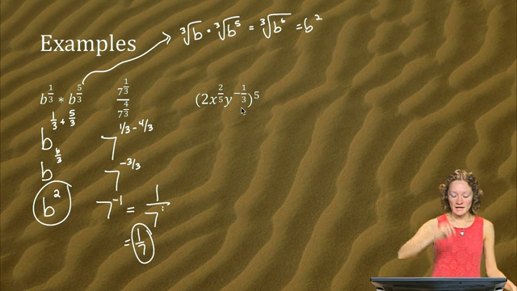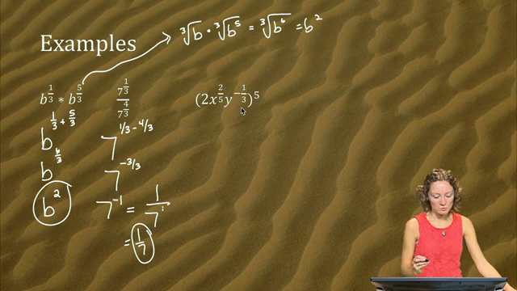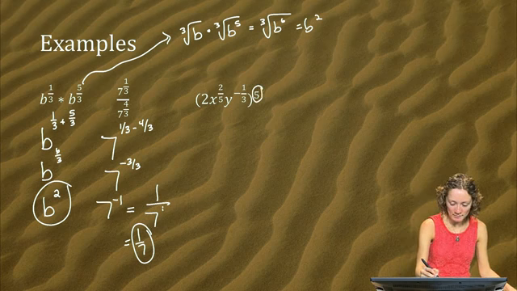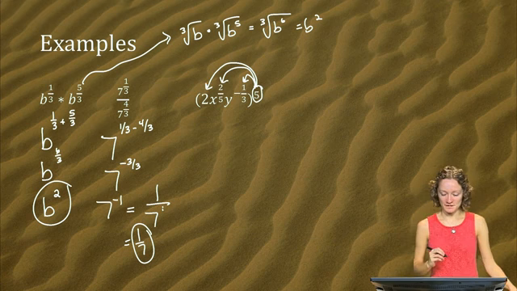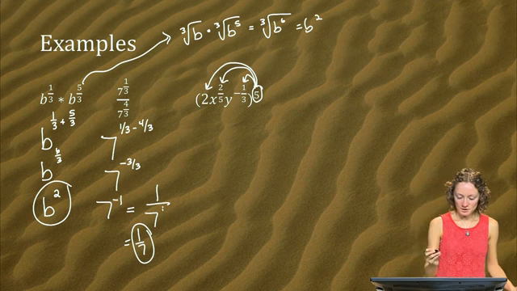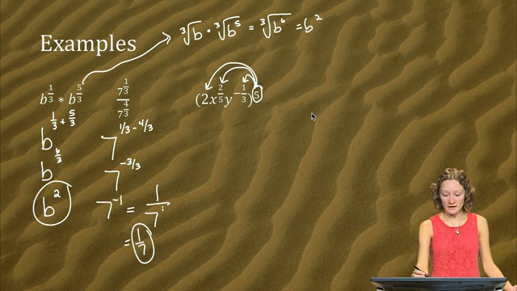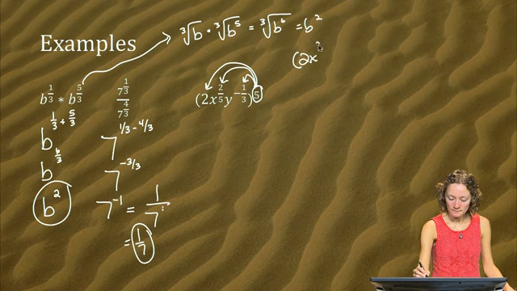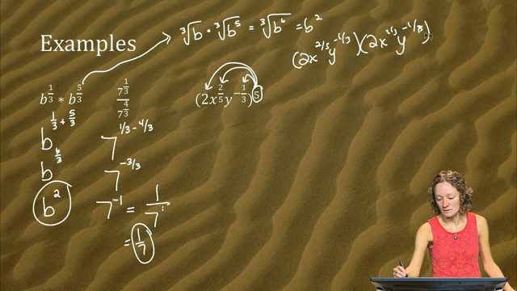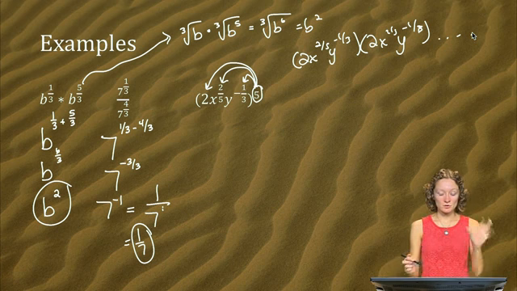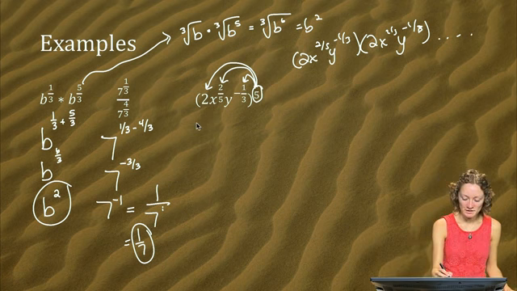Okay, and then the last one. The last one uses the rule of an exponent being applied to every base in the parentheses. So you could either write this out 5 times, 2x to the 2/5, y to the negative 1/3, or you can use the rule and apply that as an exponent to each.